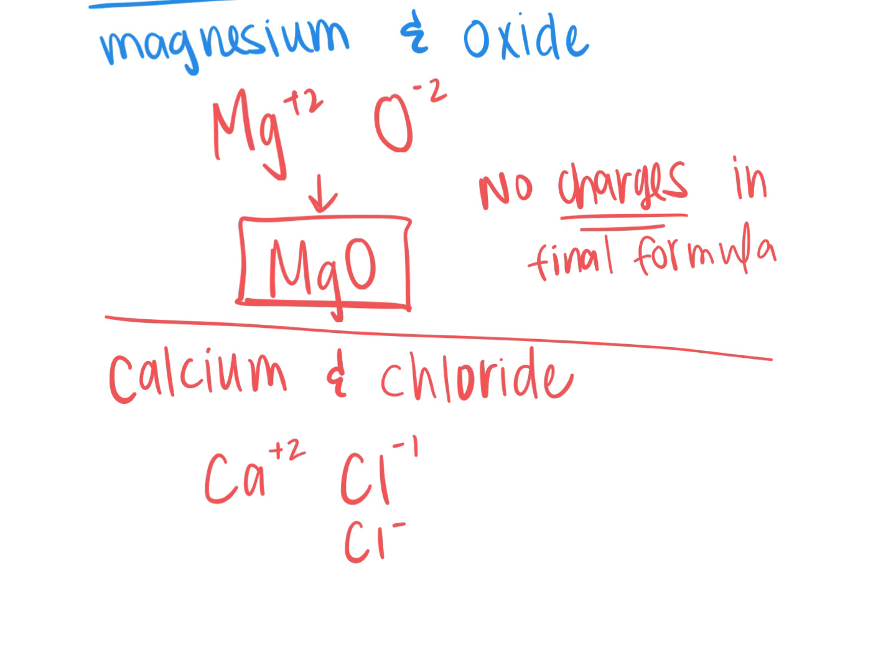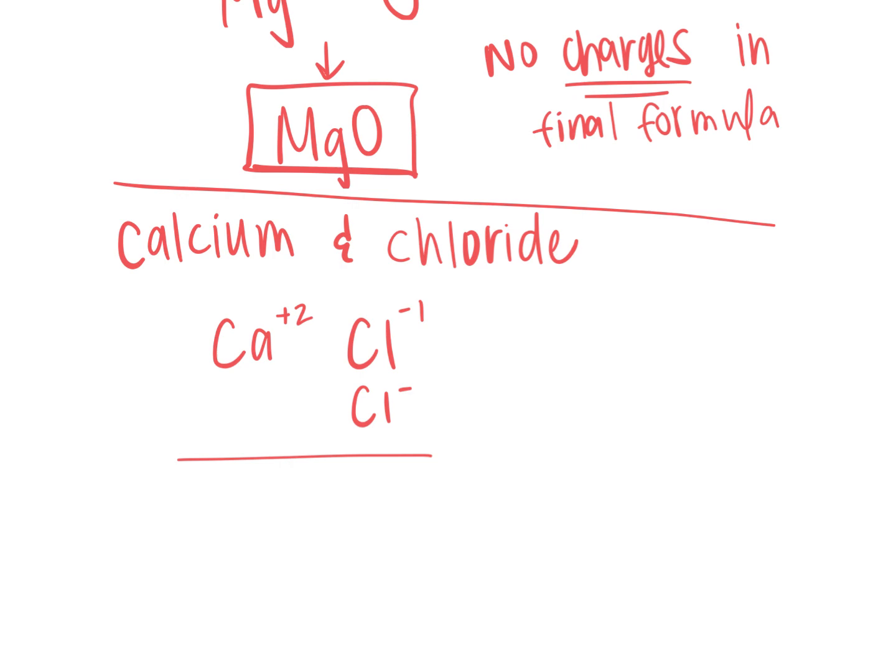And so that means my final formula would be CaCl2. Right? I need 2 chlorides to balance out that +2 of calcium. Do we agree with that? If it's a -1 and a +2, I'm going to have 2 of them to be able to balance them out. Okay, do you see how that works?